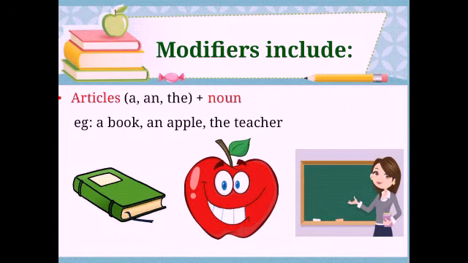Let's see what the modifiers are. The first one is, it can be an article. You have studied in your previous classes what an article is. It can be a, an, the. So, to form a noun phrase, you can use the articles plus a noun. Say for example, a book, an apple, the teacher.